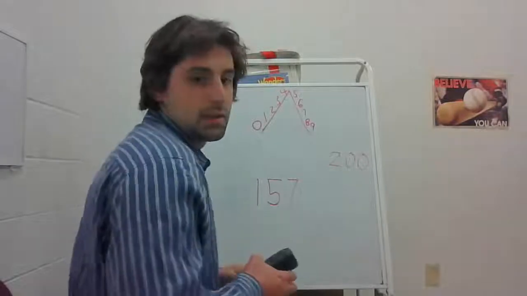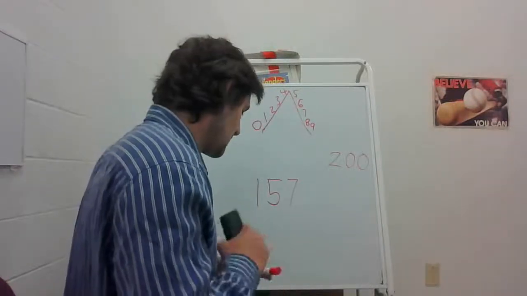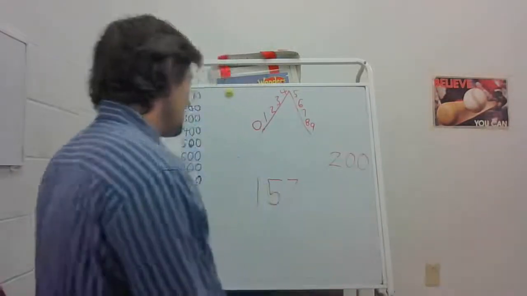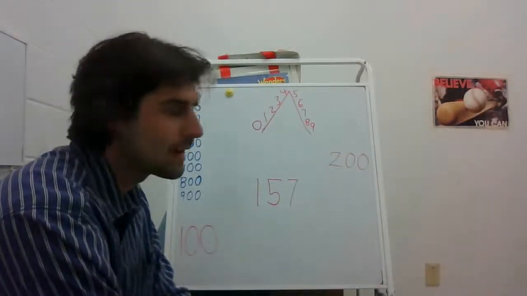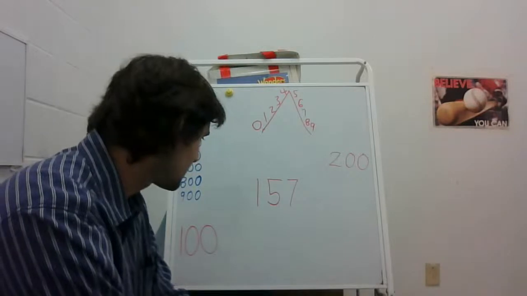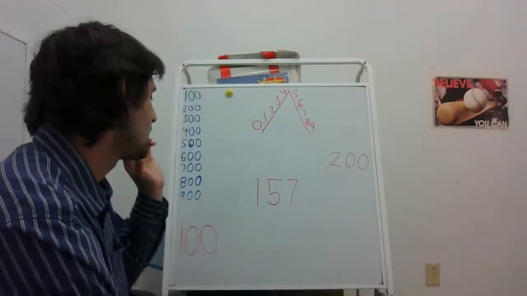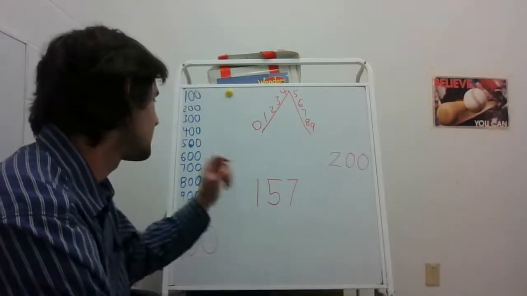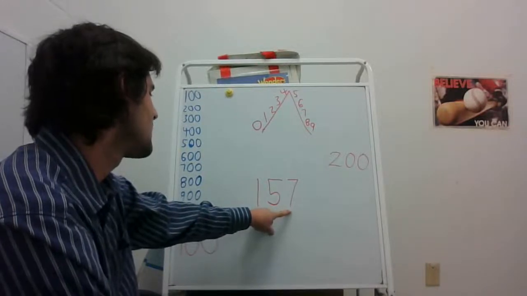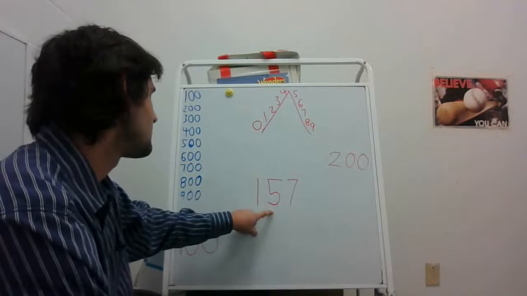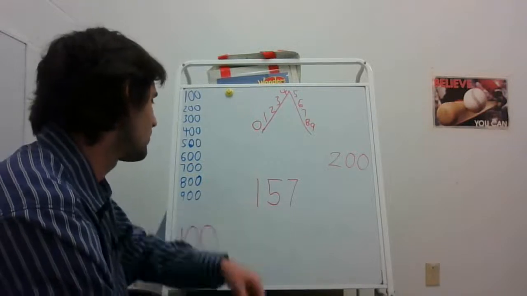All right. So when we round to the nearest 100, we are looking at the digit in the tens place. All right. So in the number 157, there's a 7 in the ones place. There's a 5 in the tens place. And obviously, there's a 1 in the hundreds place.